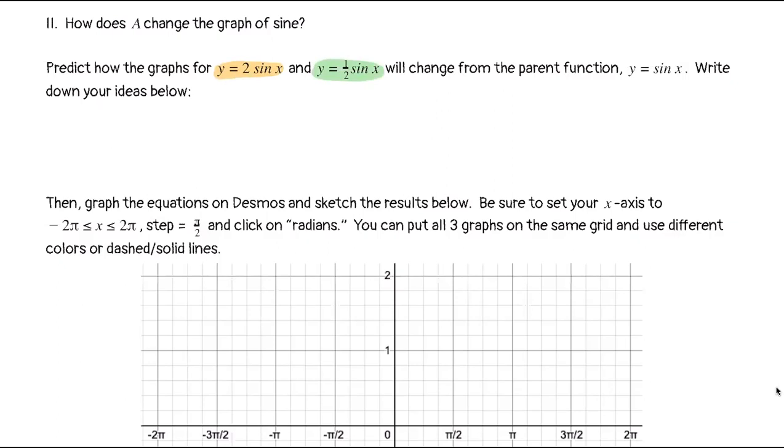And my question to you folks is, what do you think is going to change about these graphs from the original? So let's say our old school one is y equals sine x. So what do we think that 2 is going to do? And what do we think the 1/2 is going to do?